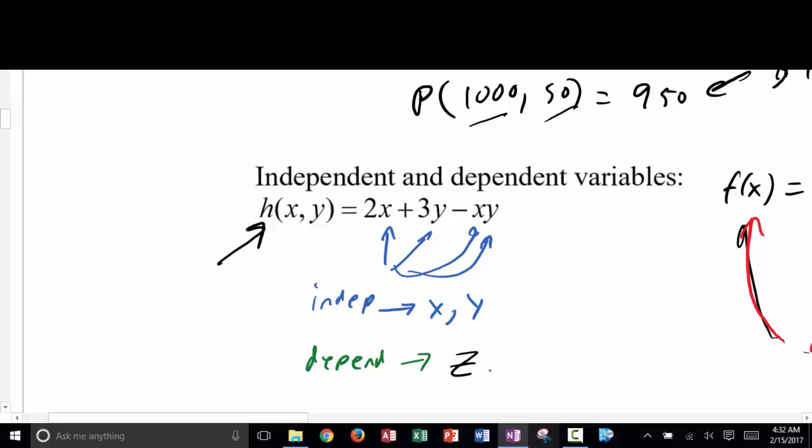Now, you might be saying, what comes after Z? Well, good news. We live in a three-dimensional world. We only have three variables in our 3D world. But if you needed something else, you just pick another letter. It's W or Q or whatever, T, whatever you want.